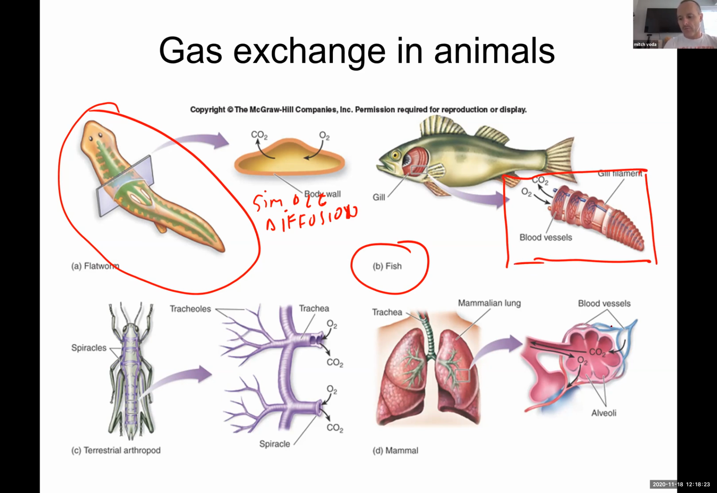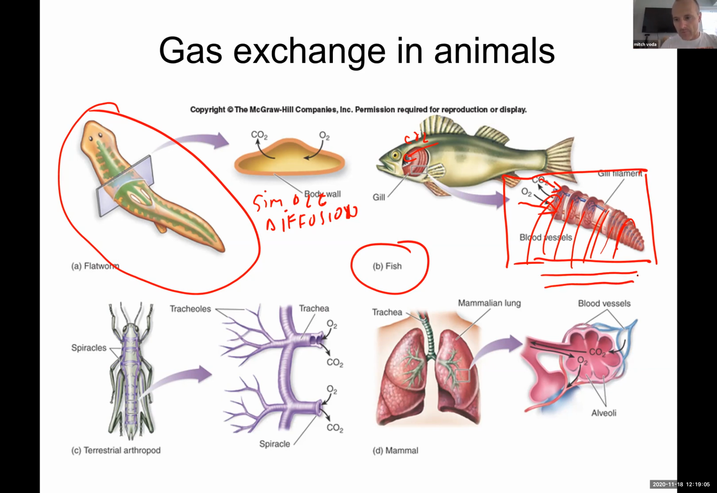Now, gills are pretty interesting. Let me see, I thought I had a picture here. But gills, what they have, if this is the fish, from the heart, carbon dioxide comes, or blood comes to the gills right here. While it comes to the gills, what is going to happen? Water flushes these gills this way. This is called counter current flow.